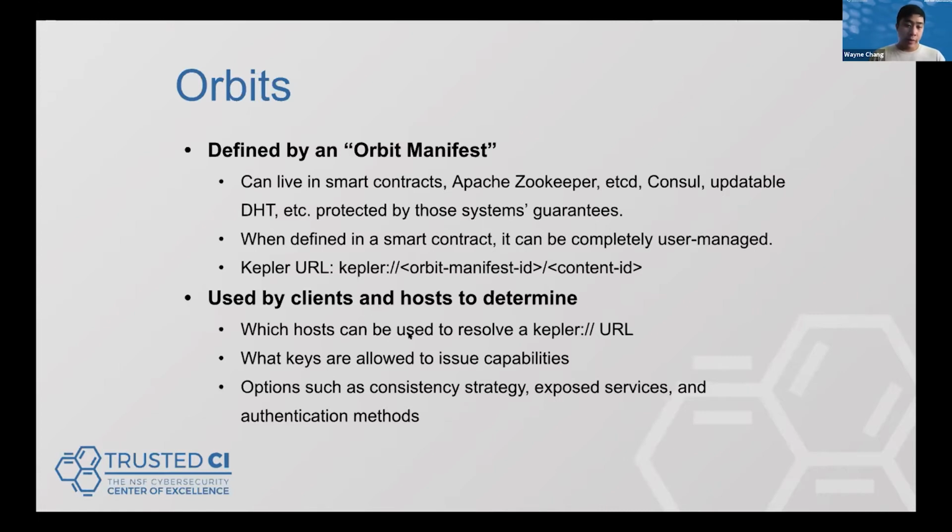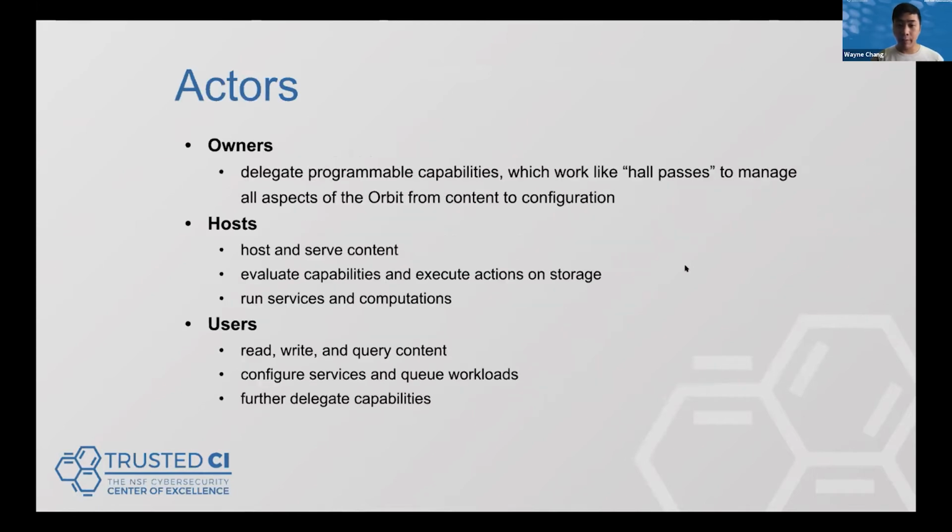So the orbit manifests are used by clients and hosts to determine which hosts can be used to resolve a Kepler URL. We actually skip DNS here and don't have to worry about IANA and a whole bunch of other systems because it's just defined by the orbit manifest itself, including what keys are allowed to issue what capabilities, defining the base of the permissioning system, options like consistency strategy for replication, exposed services, and different authentication methods supported.